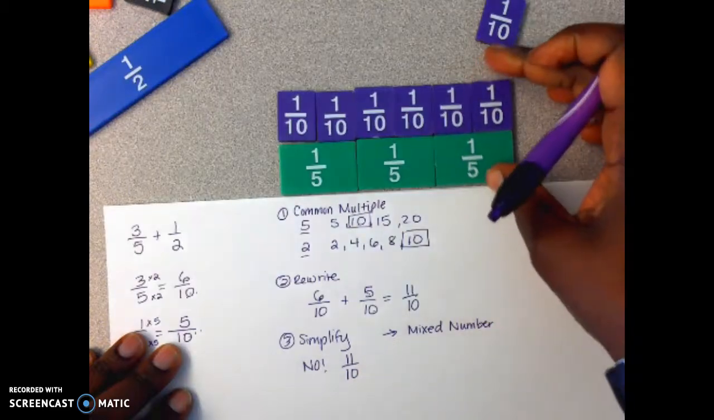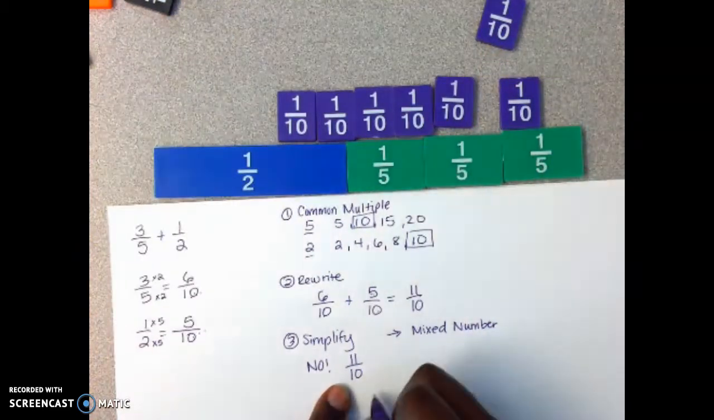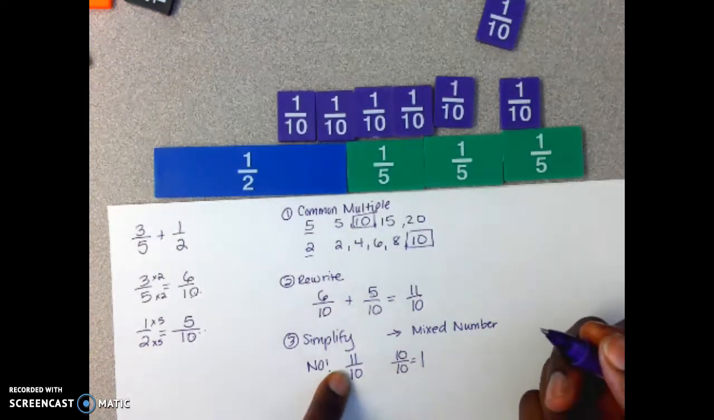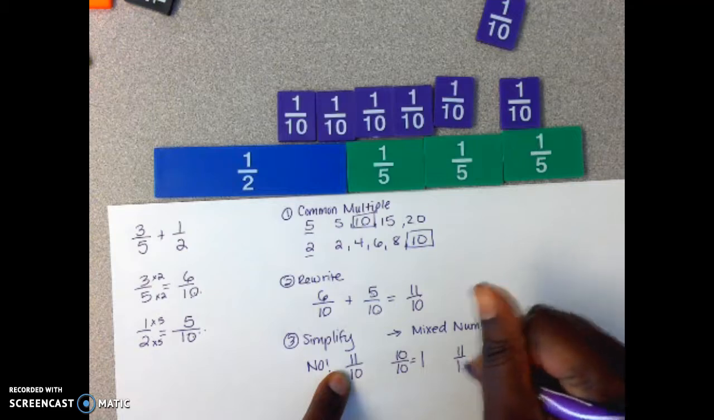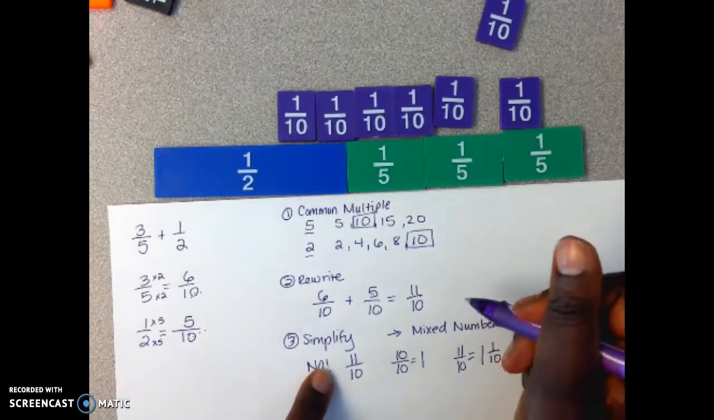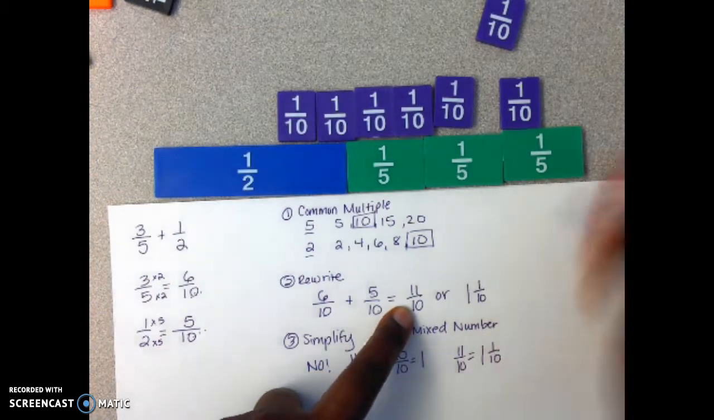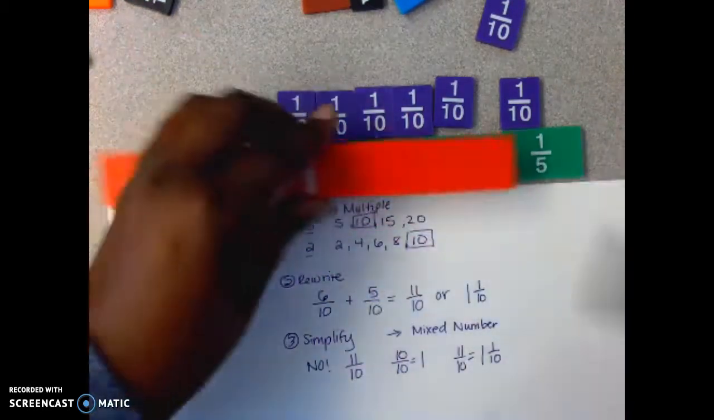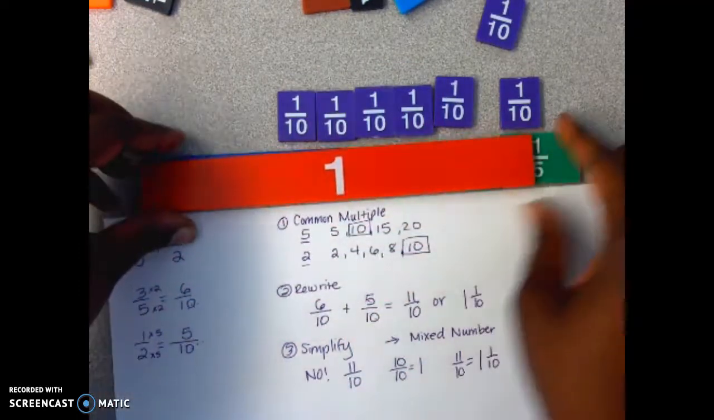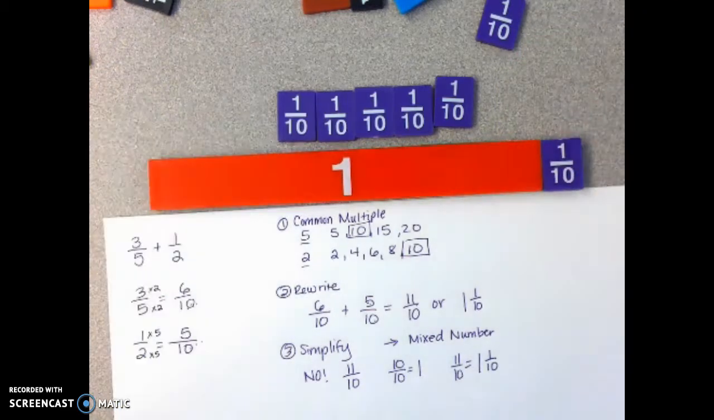How many tenths are there? Well, we know that 10/10 equals 1. How many tenths would I have left over? Right. So 11/10 equals 1 whole and 1/10. My answer could be 11/10 or 1 whole and 1/10. And we can see that with our fraction bar. 1/2 plus 3/5 is 1 whole and 1/10.